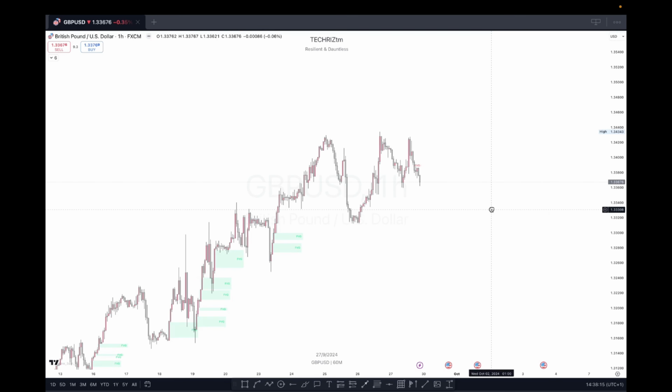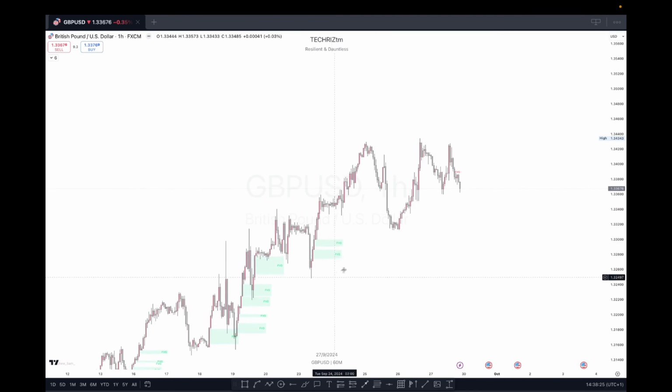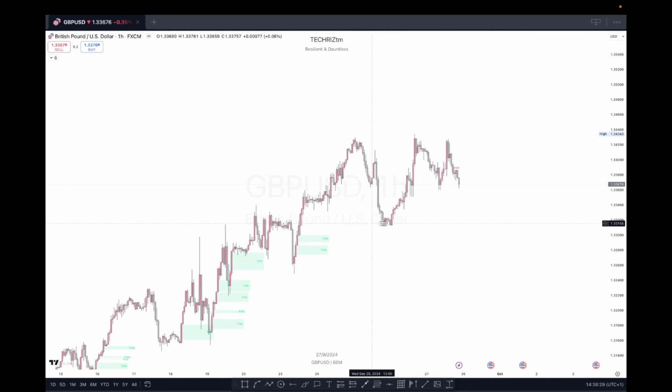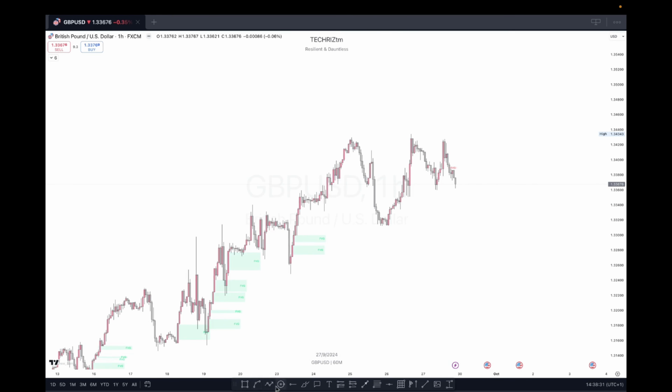Here is a very clear example. All right, let's use current GBP price action to do a little bit of example.